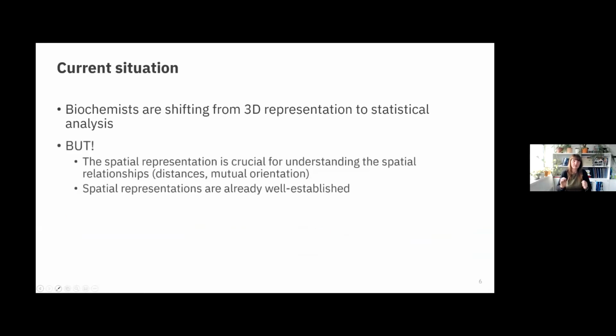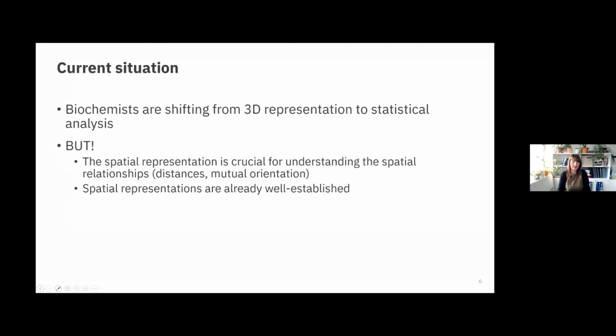But what's the problem here? The spatial representation is completely lost. They don't have the depiction of these distances, the mutual orientation of amino acids, and so on. And it's very crucial for really understanding the function itself. So you are losing this with this simple line chart, let's say.